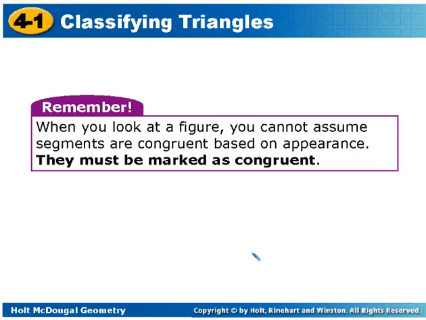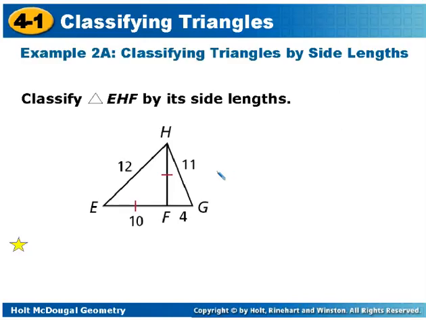Okay, and this is kind of what I was just talking about. You need to make sure that they are either marked or measured in order to determine whether they're congruent. Things that are not marked or measured, we cannot make the assumption that they are congruent. So let's try one here. We want to classify triangle EHF. Here we're looking at E, H, and F. This is the triangle right here. Okay, E, H, F. That's really bad. Sorry about that.